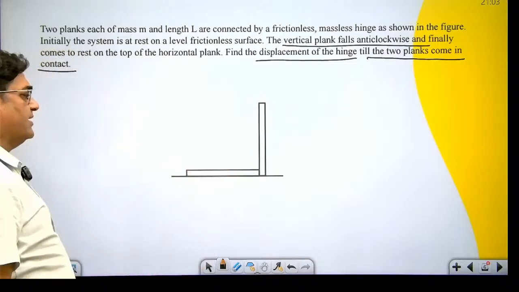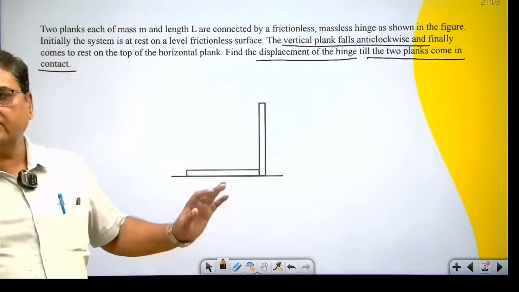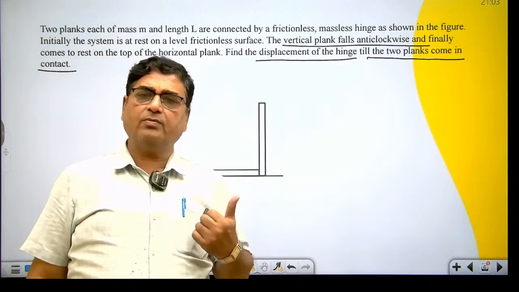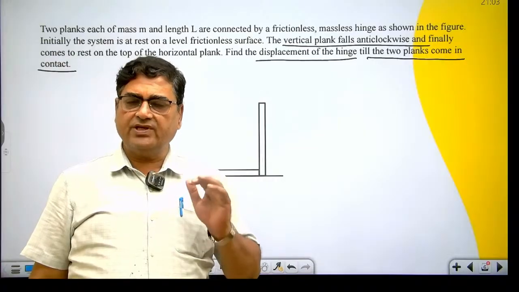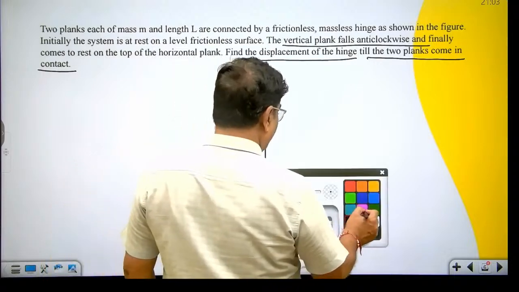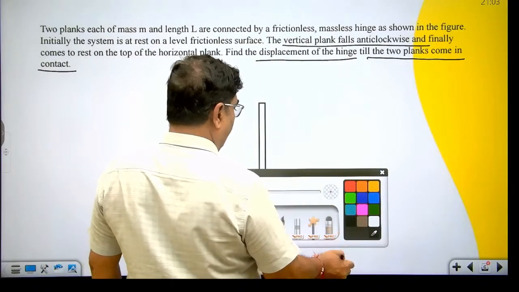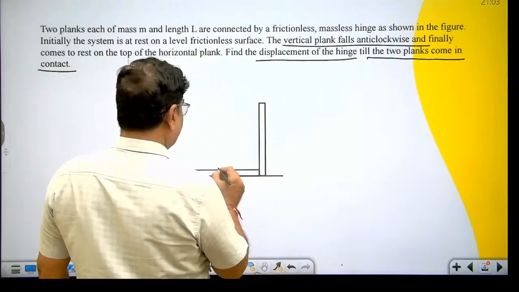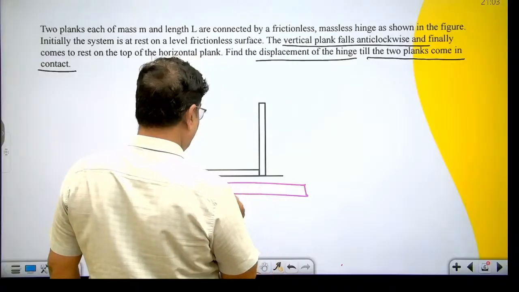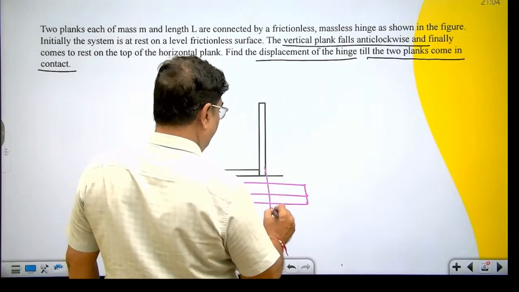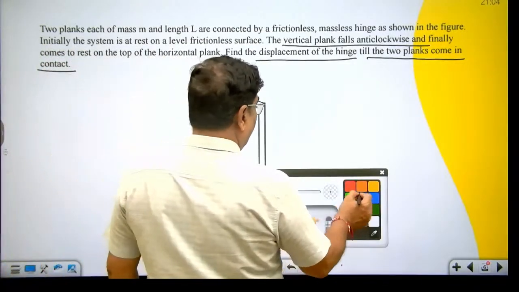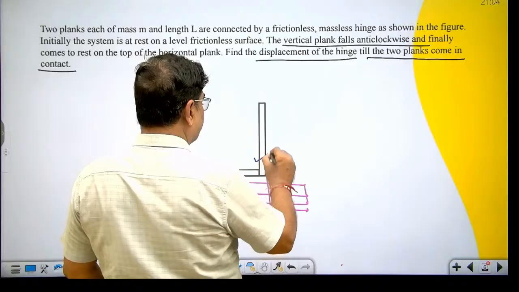Dear student, in this question there is no external force in x direction. When external force does not act on center of mass, position of center of mass does not get changed. So in x direction, position of center of mass of the system will not get changed. Now, when this vertical plank falls, let us assume this situation comes into picture. We assume this to shift by x. Since position of center of mass will not get changed, let us take this as a reference point.